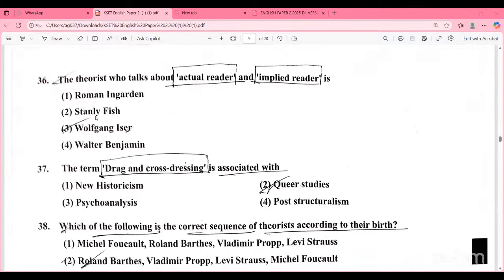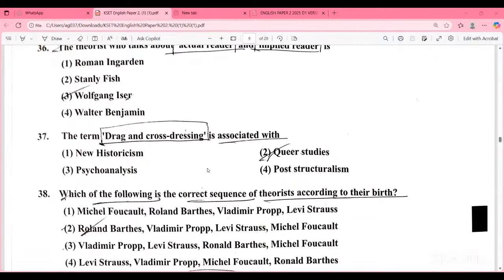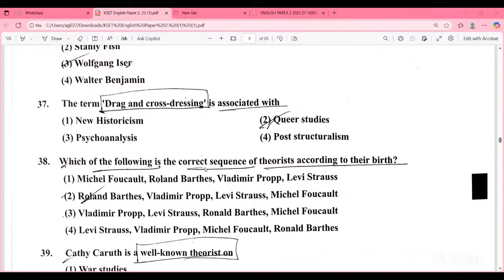Next, the theorist who talks about actual reader and implied reader is dash. It is Wolfgang Iser. Am I audible to you all? Please let me know in the chat. Okay. So the theorist who talks about actual reader and implied reader is Wolfgang Iser. The term drag and cross-dressing is associated with queer studies. All right.